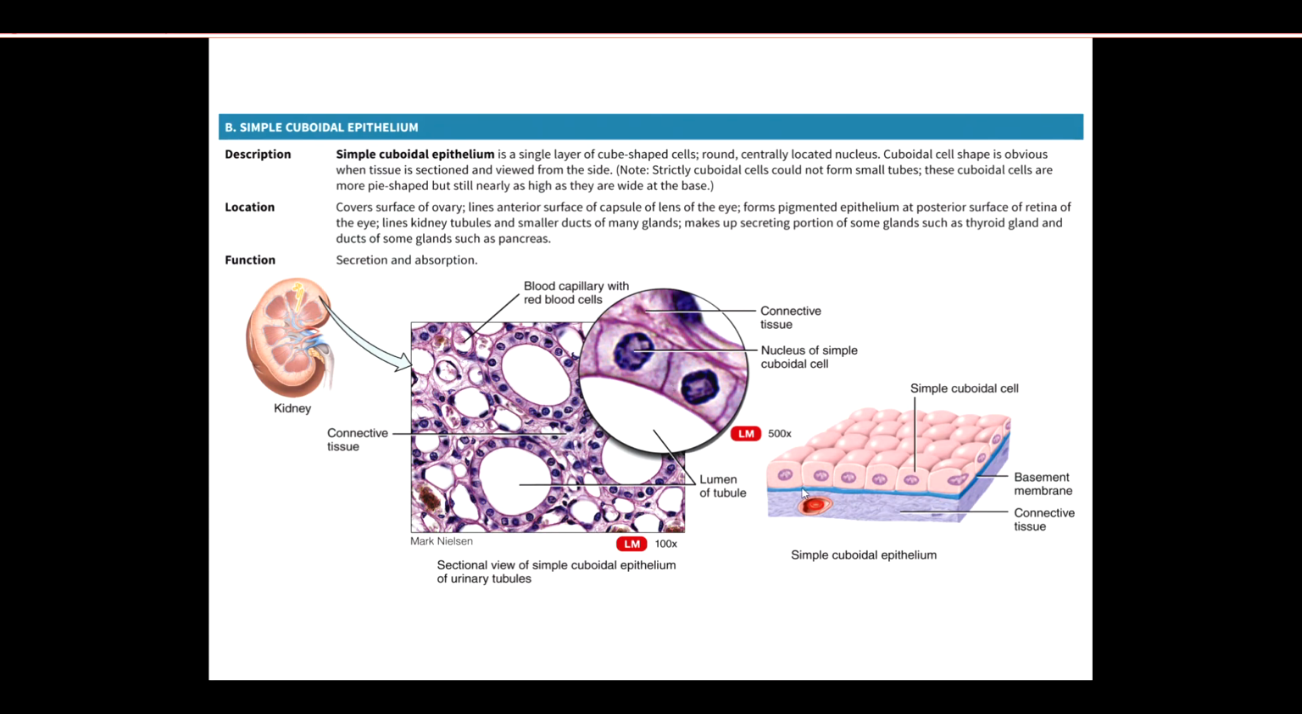Okay, again, another perspective: basement membrane, with connective tissue always under the basement membrane, and then again, one layer of box-like cells sitting on that basement membrane.